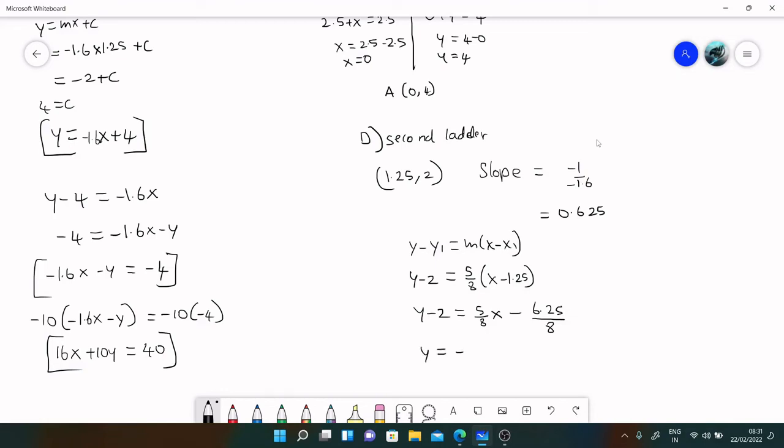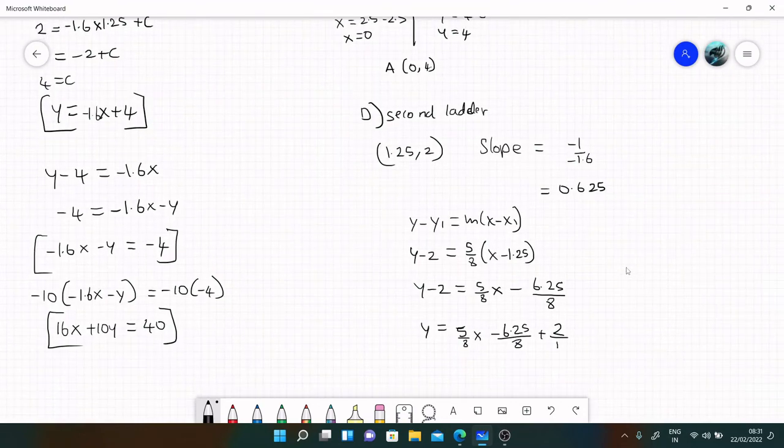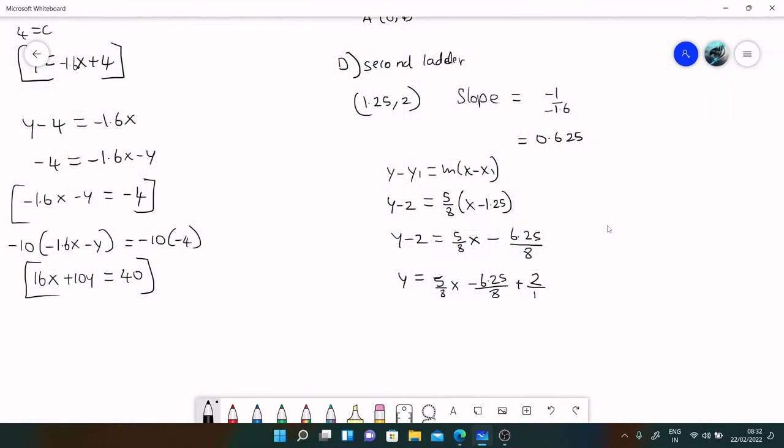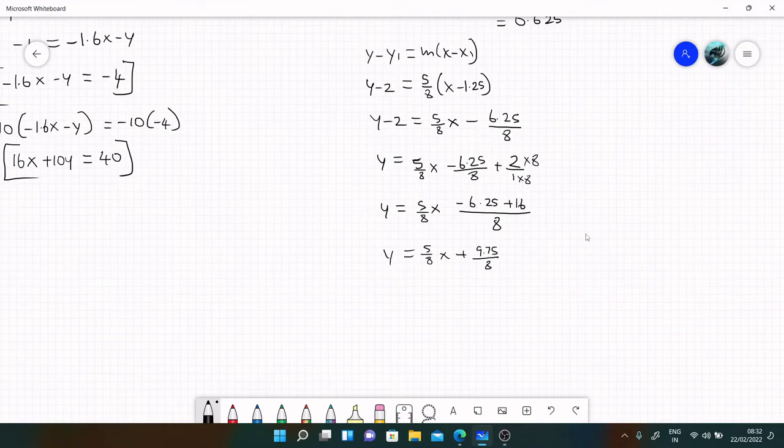Now let's move 2 to this side. 5 by 8x minus 6.25 by 8 plus 2. Then say 2 by 1. Now we need to add this fraction. Just get a common denominator. We'll just do 8 into 8. That's gonna be 5 by 8x minus 6.25 plus 16 by 8. That will give us 5 by 8x plus 9.75 by 8. I hope you're following me.